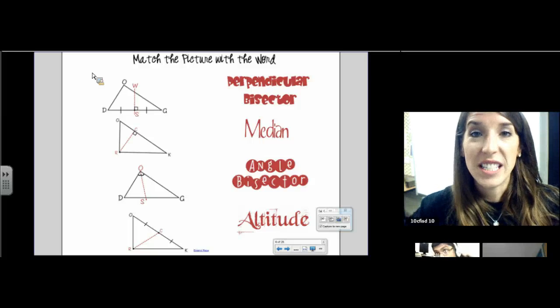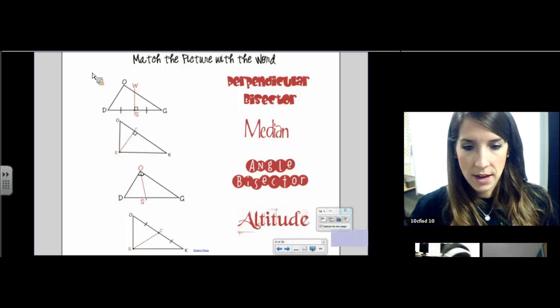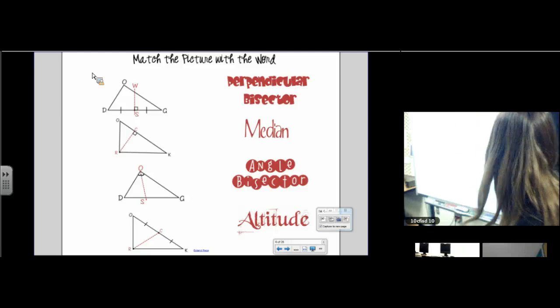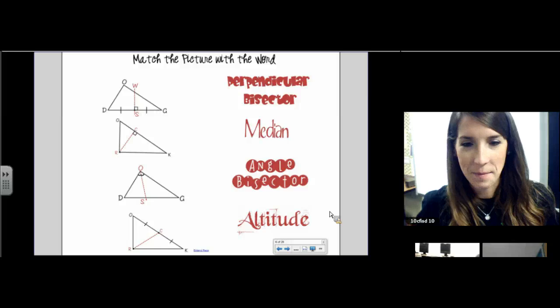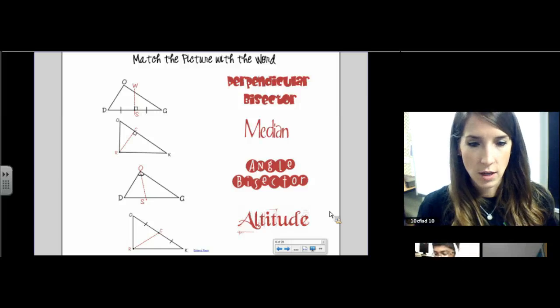Today's lesson is called Special Segments. So if you want to title your notes, it's called Special Segments. We're going to learn about 4 special segments today, and they're no secret. The cat's out of the bag. These are the 4 special segments: perpendicular bisector, median, angle bisector, and altitude.